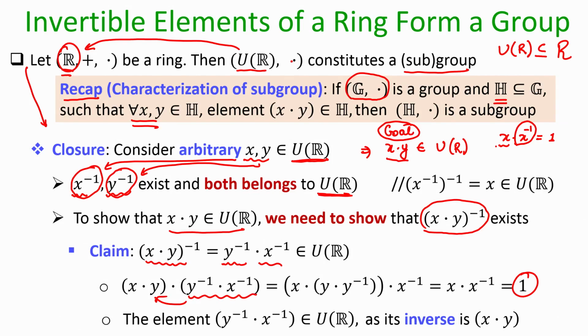Okay. The second thing that we have to prove is that this element y power minus 1 dot x power minus 1 is also an element of U of r. And that simply comes from the fact that we have proved that it is the inverse of x dot y.